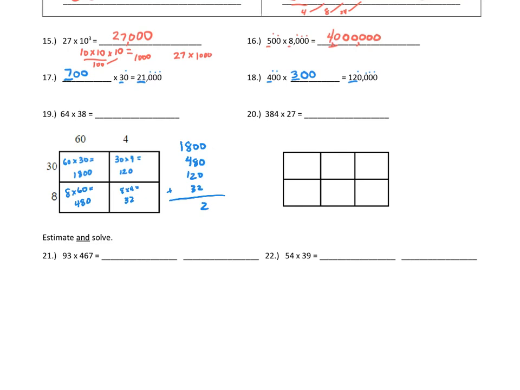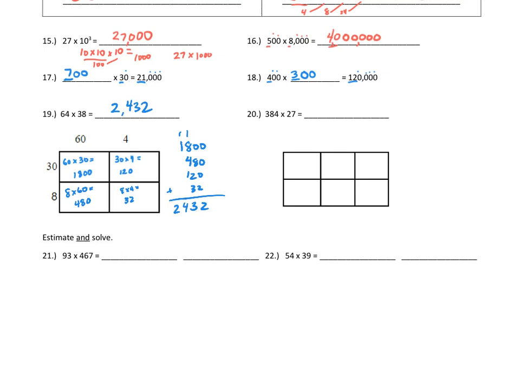2 and nothing is 2. 8, 2, and 3 is 13. Carry the 1. 8 and 4 is 12, plus 2 more is 14. Carry the 1. And we have a final answer of 2,432.